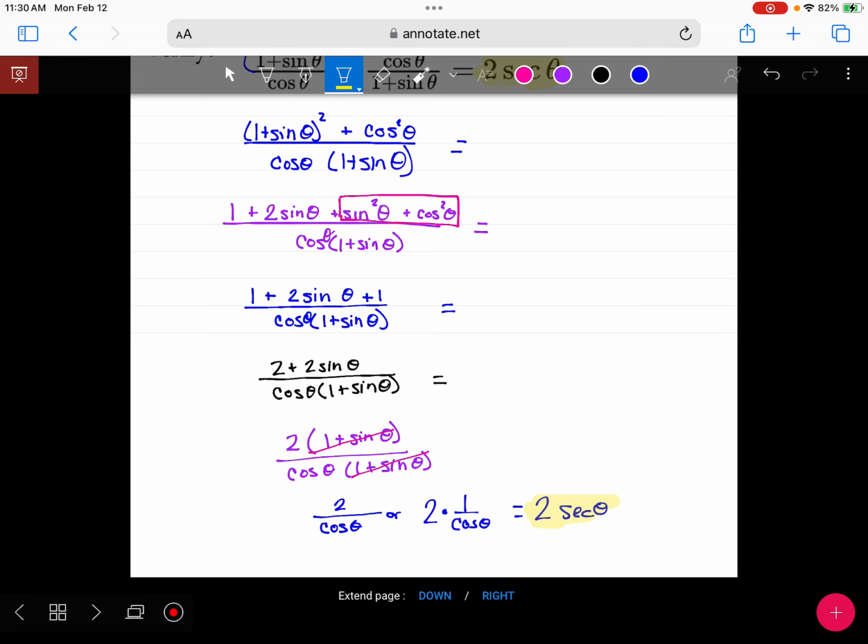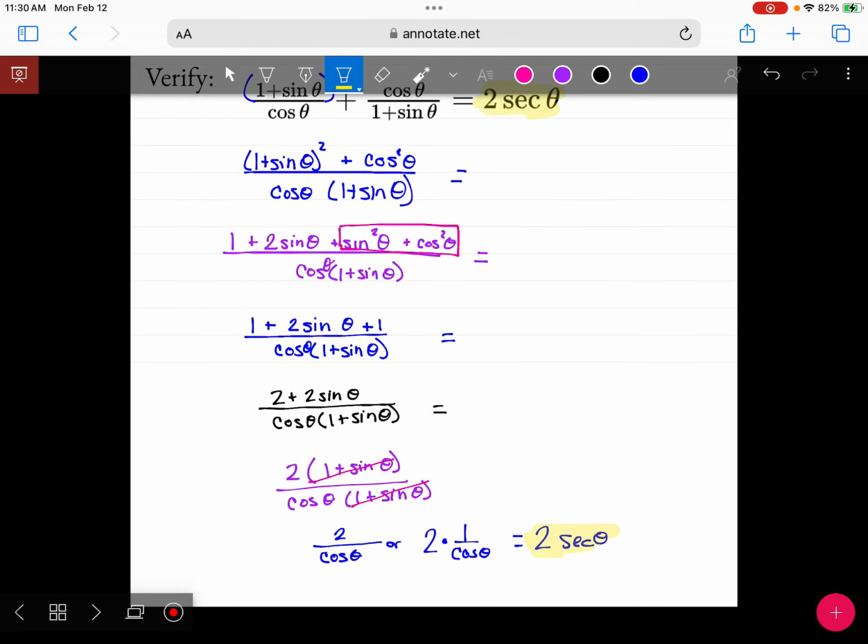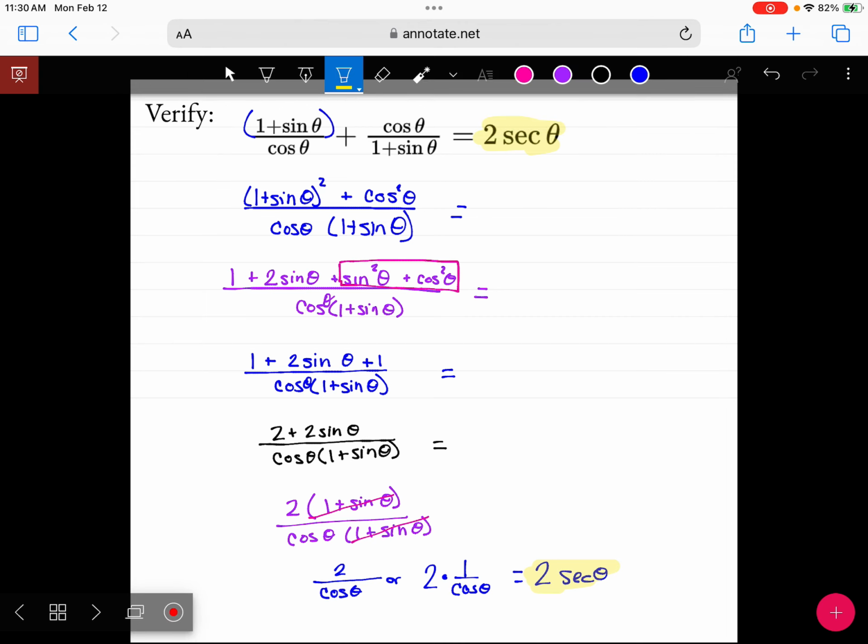Okay, so those two are a little bit more complicated with our fraction things. So give a couple more of those a try. Go check out the homework and see if you can do one like this.